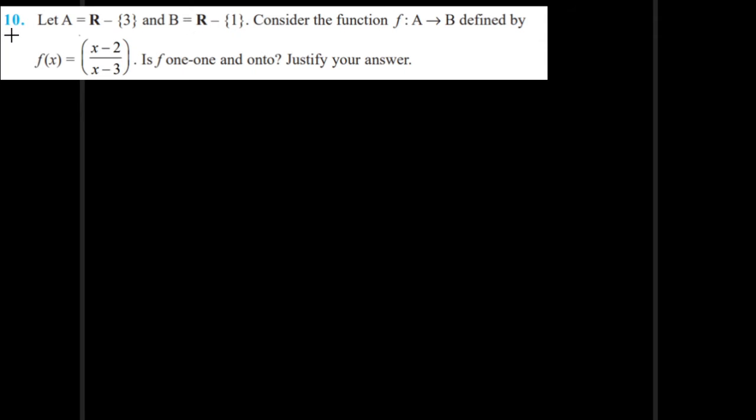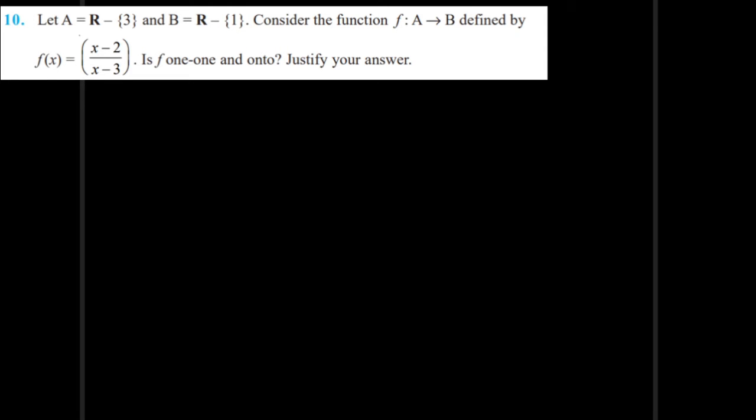This is the 10th question. Let A equal R minus {3} and B equal R minus {1}. Consider the function f from A to B defined by f of x equal to (x minus 2) by (x minus 3). Is f one-one onto? Justify your answer. So you check whether this is one-one.